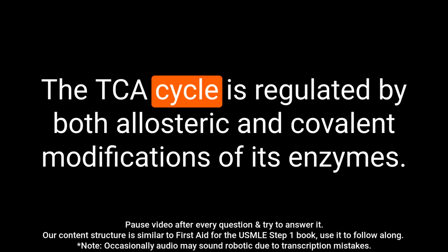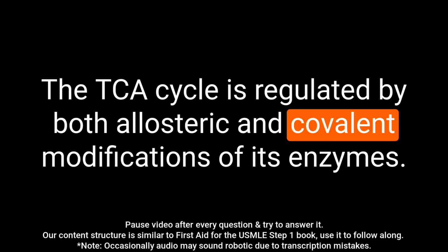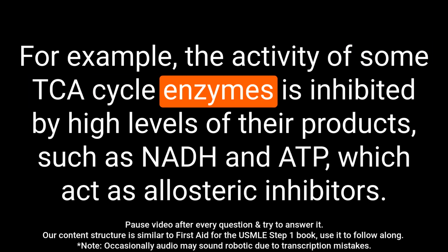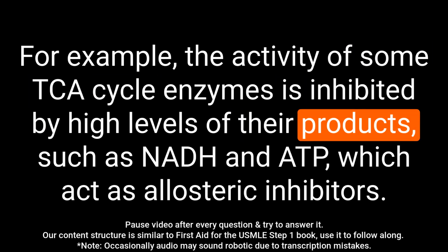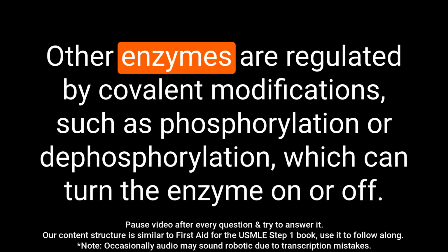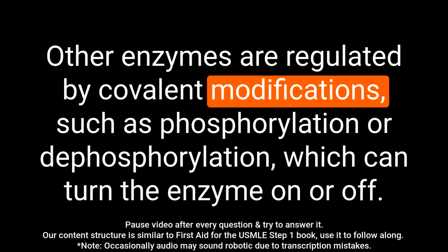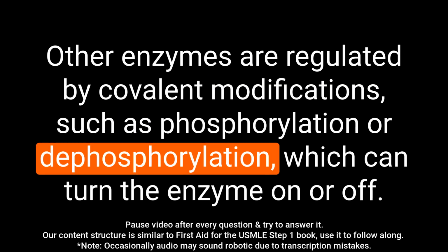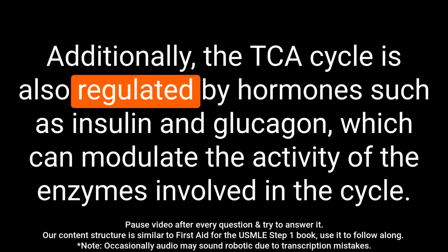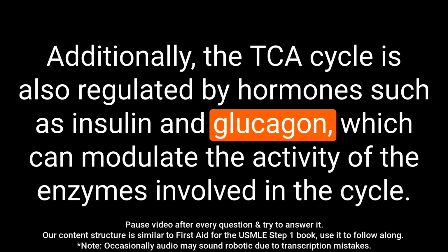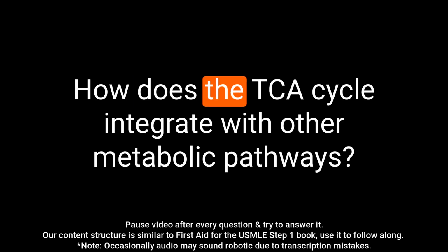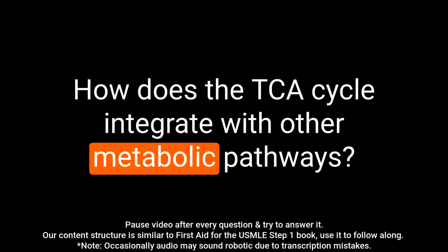Answer: the TCA cycle is regulated by both allosteric and covalent modifications of its enzymes. For example, the activity of some TCA cycle enzymes is inhibited by high levels of their products, such as NADH and ATP, which act as allosteric inhibitors. Other enzymes are regulated by covalent modifications, such as phosphorylation or dephosphorylation, which can turn the enzyme on or off. Additionally, the TCA cycle is also regulated by hormones such as insulin and glucagon, which can modulate the activity of the enzymes involved in the cycle. Question: how does the TCA cycle integrate with other metabolic pathways?